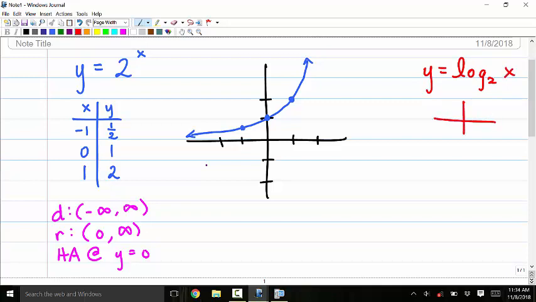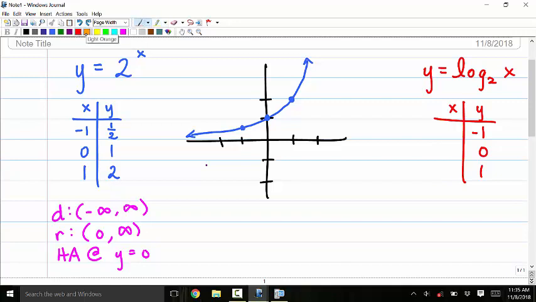Instead of having three favorite x values, I now have three favorite y values. What are they? -1, 0, and 1. For my y values here, I had 1 over the base, 1, and the base. You agree? Same thing over here. I'm going to have 1 over the base, 1, and the base. So if it's an inverse, you get it opposite?